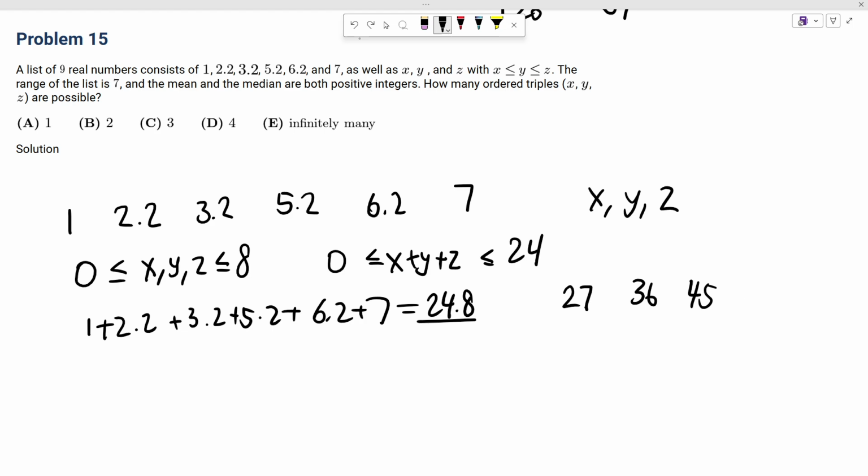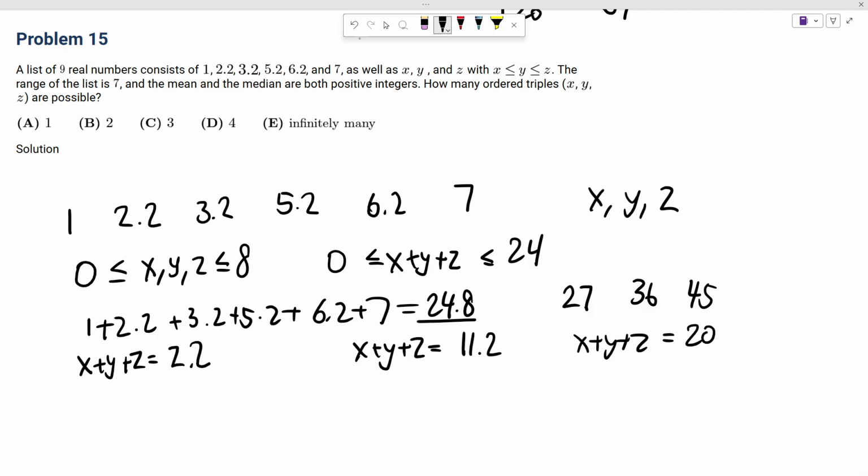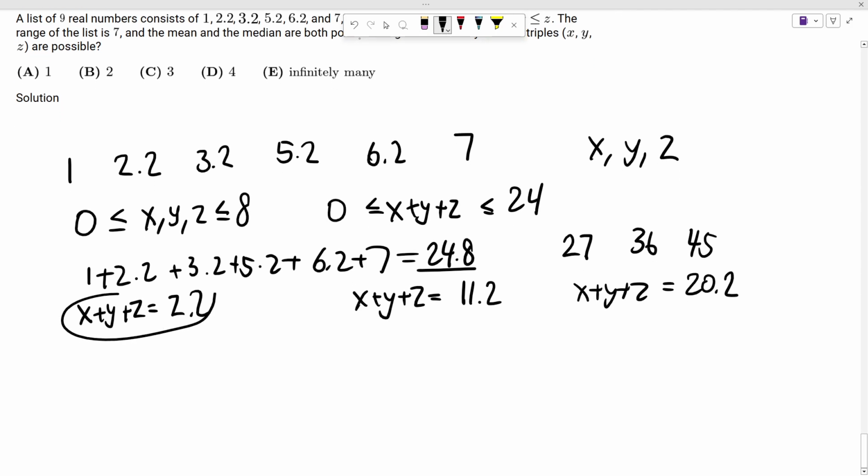So these are our 3 possibilities. We have x plus y plus z equals 2.2, x plus y plus z equals 11.2, or x plus y plus z equals 20.2. Obviously, this first one is not possible. Okay, maybe that's not too easy to see.